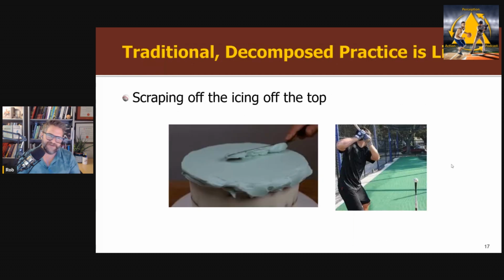Traditional practice is just scraping the icing off the top. Hitting off a tee is scraping the icing off the top. You're practicing one part of it while you lose a whole bunch of the other parts. Nobody goes up to a cake and just wants the icing. So that's the basic idea. There are certain key elements, parts of the cake, that need to be present, and as long as those are there, then it's going to transfer.